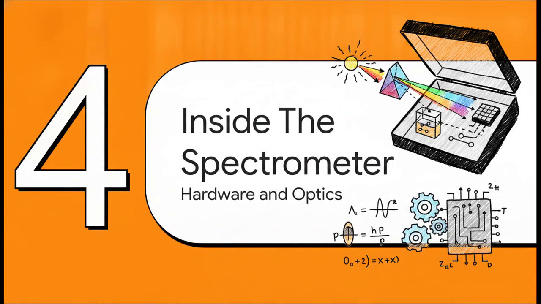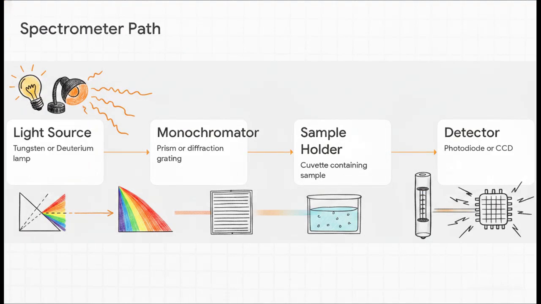All right, Part 4. Inside the UV-Vis spectrometer. We know the physics, we know the math. Let's open up the black box and look at the actual hardware. Following the literal path of the photon, the setup is actually quite elegant. First up, the light source.